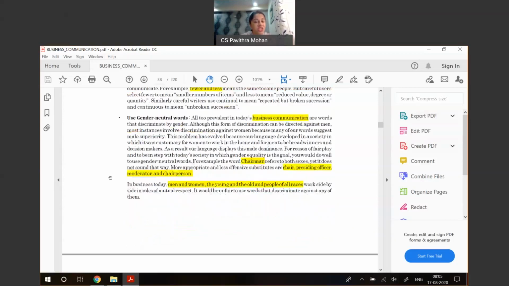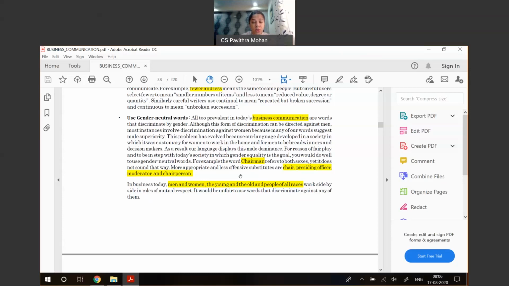Then use gender neutral words. Today you have to understand that the world is completely open for everybody. It is no more a male dominated world. Even women are today taking up higher positions. For example, before we used to call it chairman in every board meeting, but today we don't call them chairman, we call it chairperson or presiding officer or chair, just simply chair. So it can be a male or a female. Whoever takes up the chair will be addressed in their particular way.